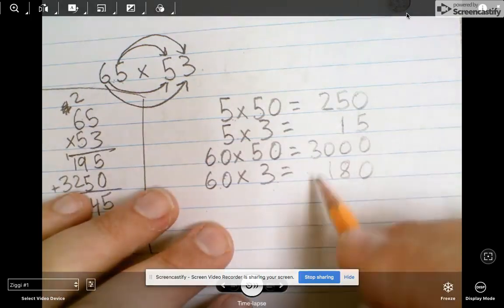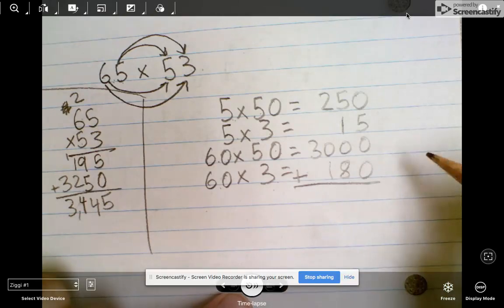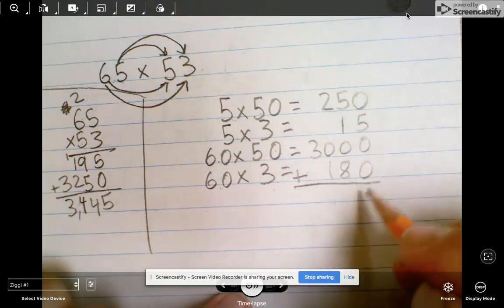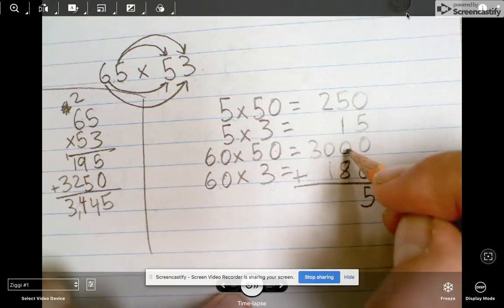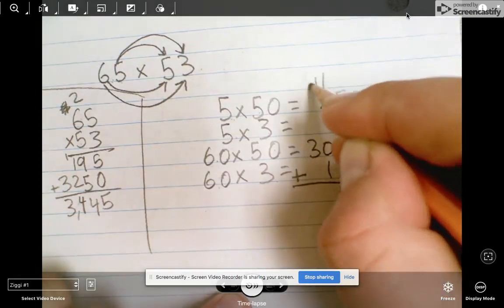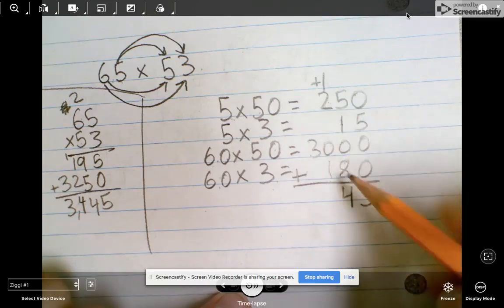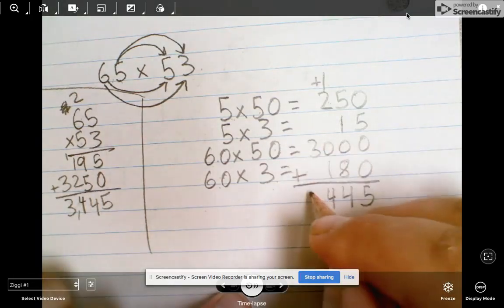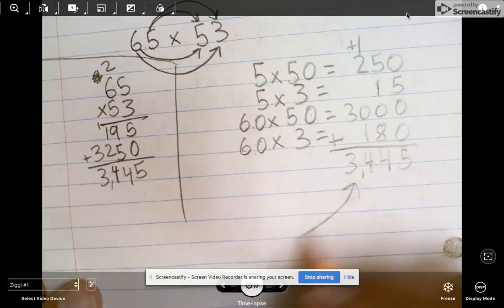Now that we have our 4 partial products, we can add them together for our final product. 0 plus 5 plus 0 plus 0 is going to be 5. 5 plus 1 is 6. 6 plus 0 is 6. 6 plus 8 is 14. I'm going to regroup that 1 to the top. 1 plus 2 is 3. 3 plus 1 is 4. And 3 right there, 3,455. We get the same answer.